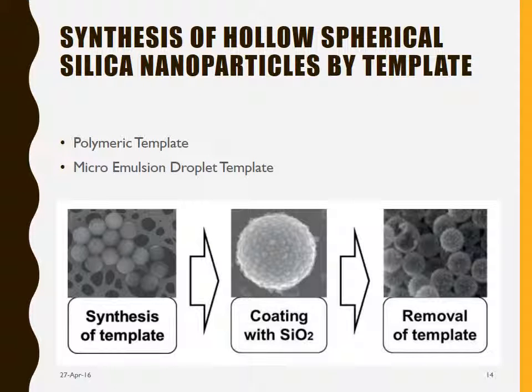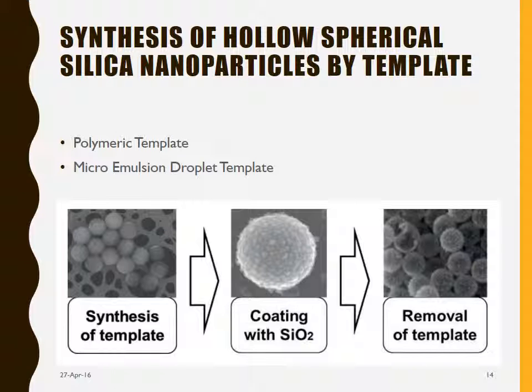The second process for synthesizing hollow spherical nanosilica particles is via the template method. This method involves three steps. The first step is synthesis of the template. The second step is coating silica particles on the template, and the third step is removal of the template. The template used can be of polymeric material or microemulsion. I will be discussing in detail these two methods.